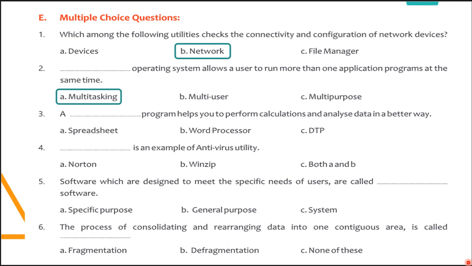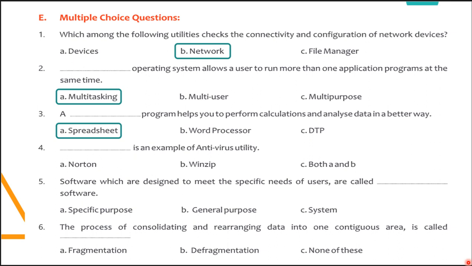A dash program helps you to perform a calculation and analyze data in a better way. So the correct answer is spreadsheet. Spreadsheet to calculate and analyze our data. Word processor is to create a normal document, and DTP, desktop publishing software, we need to create a high quality professional looking document.